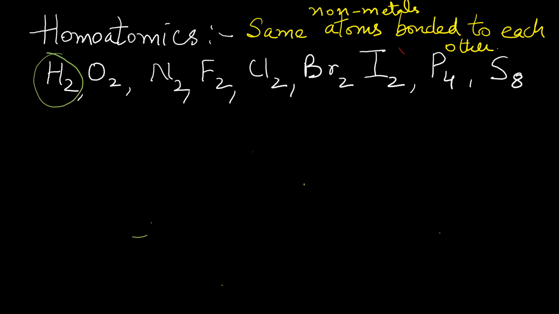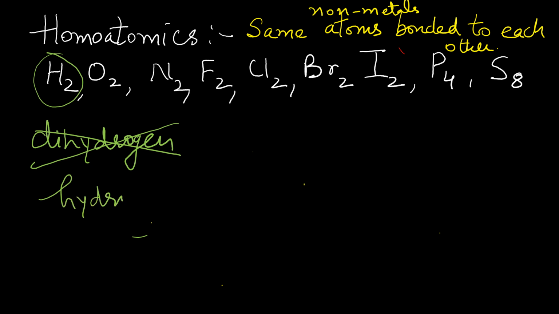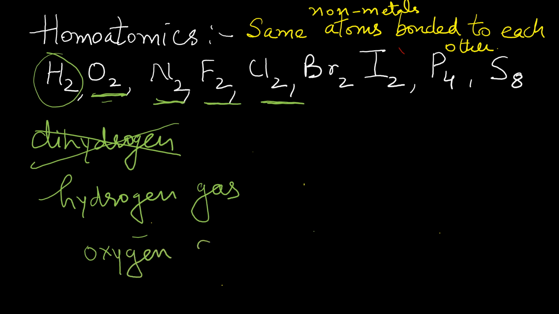are we going to write it as dihydrogen? No, we'll just simply write it as hydrogen. So we don't use prefixes with the homoatomics. I'm not going to write dioxygen, dinitrogen, difluorine, dichlorine. Most of the time we'll just simply say hydrogen gas, or just hydrogen. If it is existing as a molecule, I'll just say hydrogen or hydrogen gas to be specific. Oxygen, I'll just write oxygen gas.